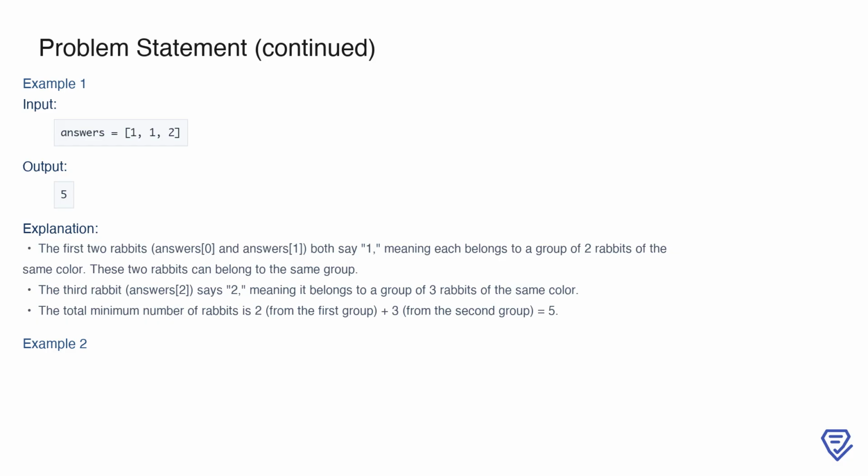Suppose the input is answers equals [1, 1, 2]. The first two rabbits both say 1, which means each of them belongs to a group of 2 rabbits of the same color. These 2 rabbits can belong to the same group since their answers align with this grouping. The third rabbit says 2, meaning it belongs to a group of 3 rabbits of the same color. Combining these groups, we get 2 rabbits from the first group and 3 from the second, giving a total of 5 rabbits. This is the minimum number of rabbits that satisfies the given answers.